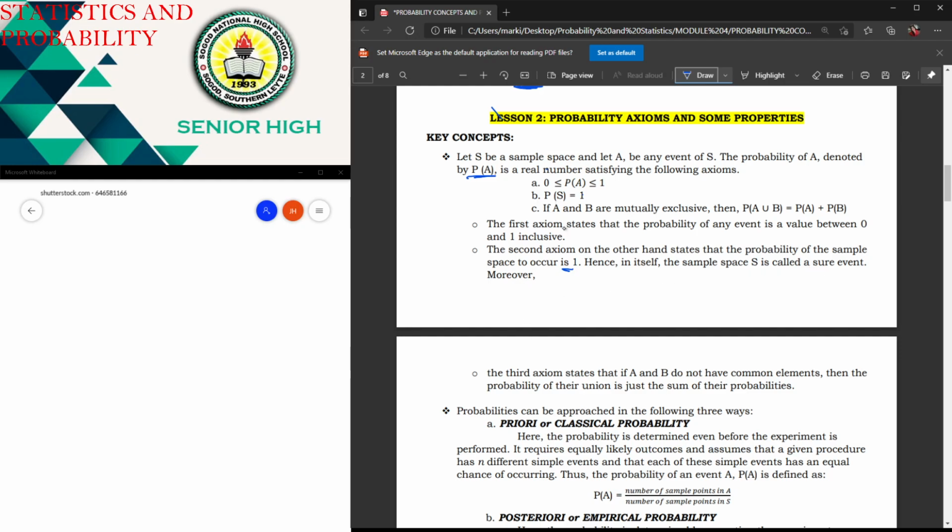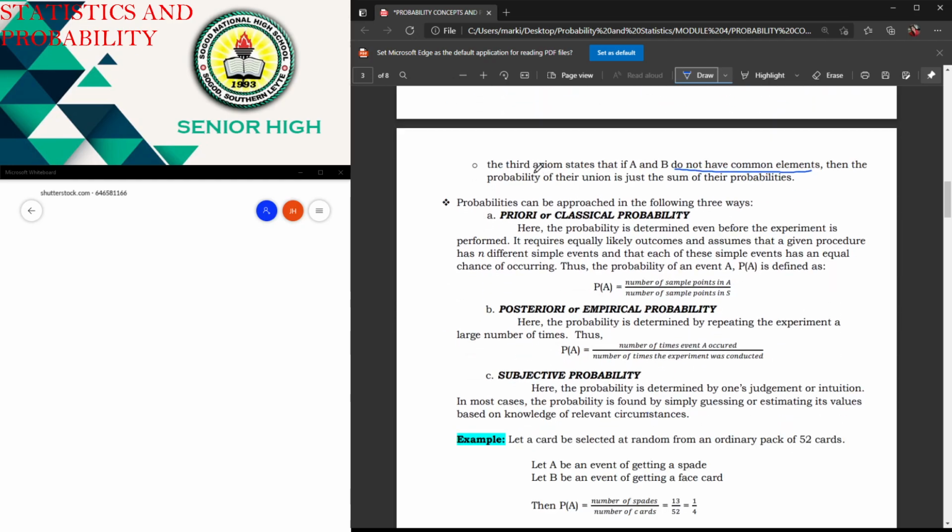Moreover, the third axiom states that if A and B do not have common elements, then the probability of their union is just the sum of their probabilities. When you say do not have common elements, that is mutually exclusive. That was discussed in our last one.